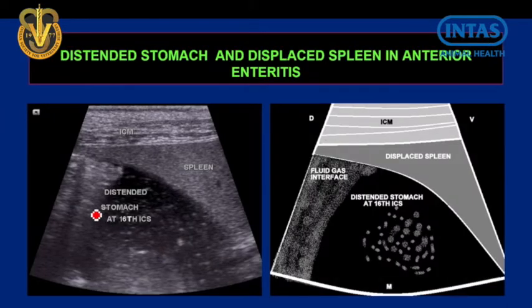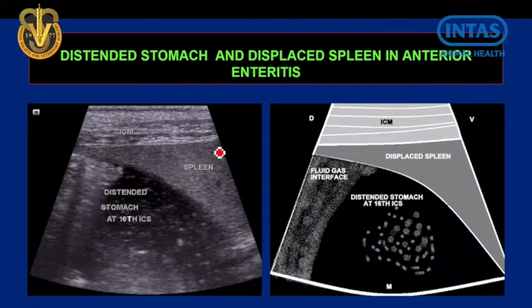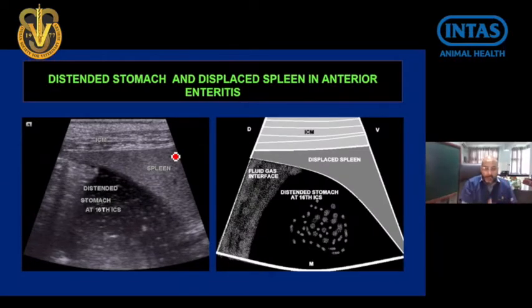Now here you can see the extent of the stomach distended with fluid, and it has extended to a level that it has displaced the spleen backward. It has distended so much, and it should be at 12 to 13, but it has almost reached the 16th intercostal space, pushing the spleen caudally. Okay. Now this happens in anterior enteritis, when there is a huge fluid build up within the stomach because of the reflux in the anterior intestines.